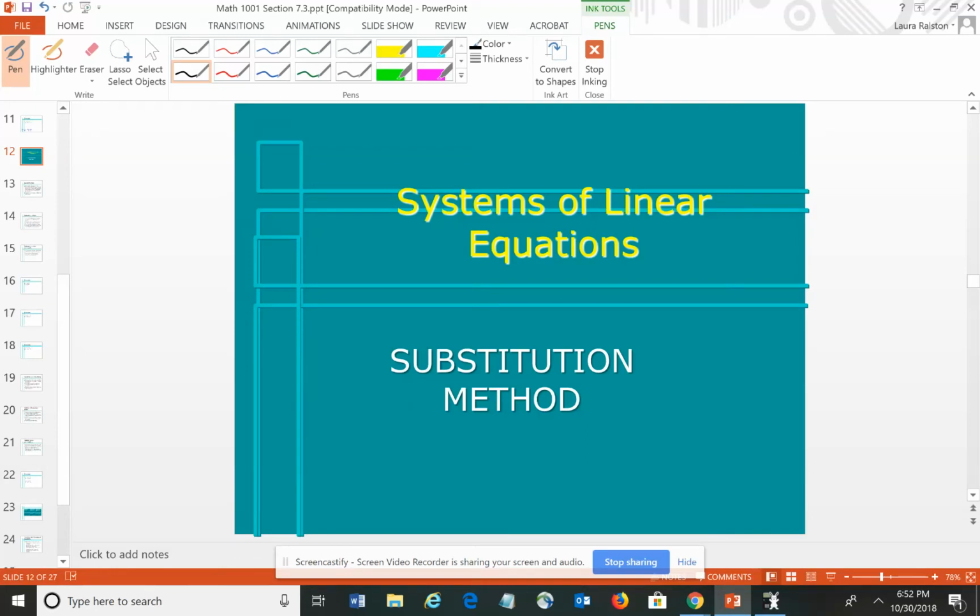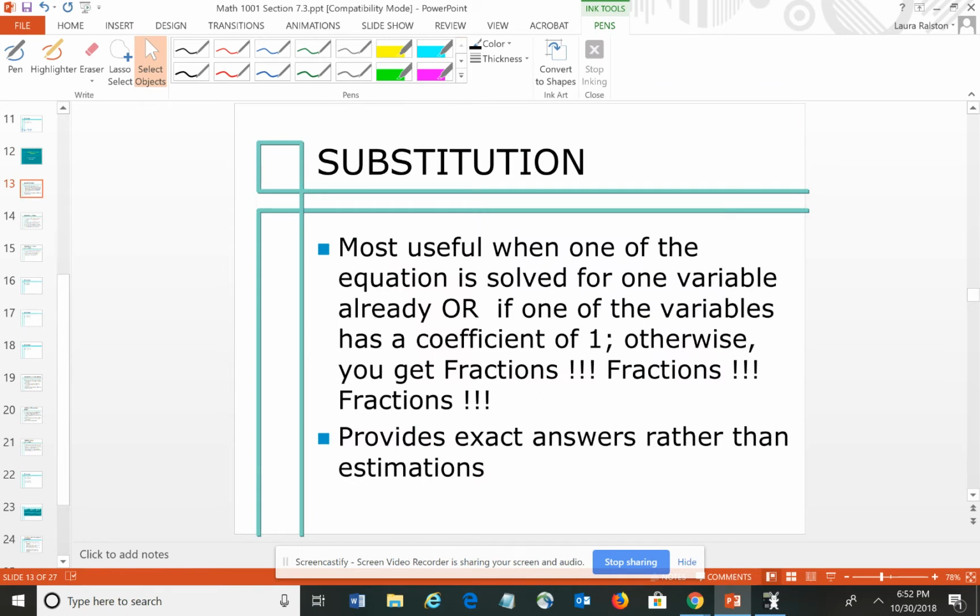This video is going to take a look at how to solve a system of linear equations using the substitution method. And the substitution method is really useful in a sense that it's going to give you exact answers rather than estimations like the graphing method.